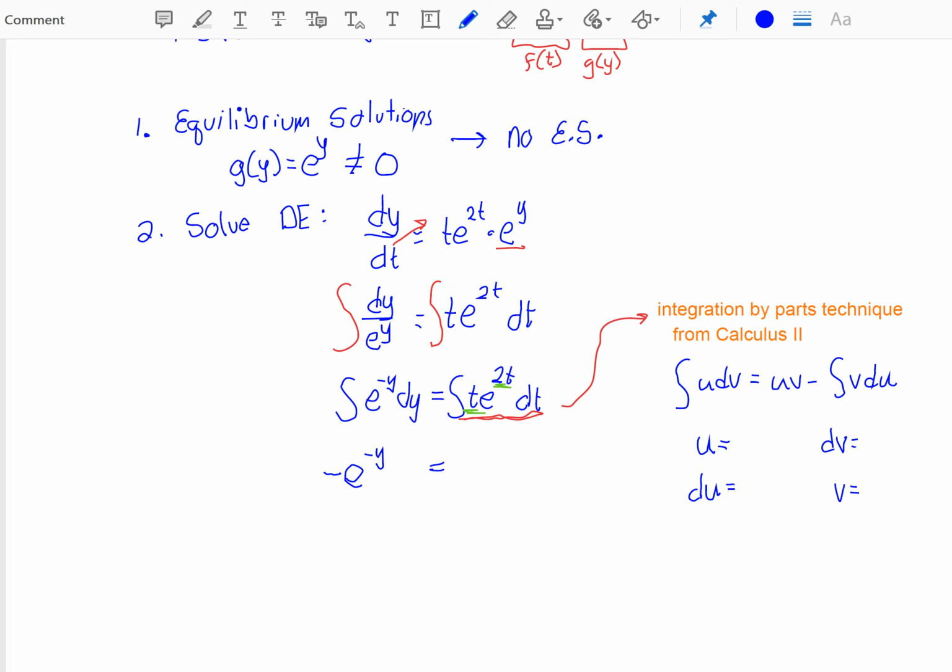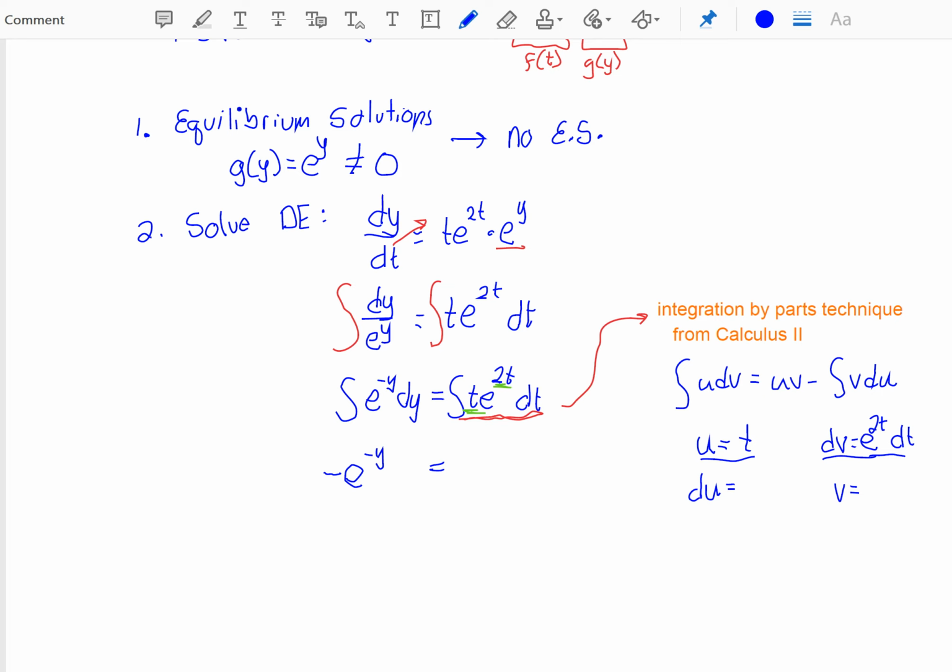Now it's a choice that we make. What do we want to let u be? What do we want to let dv be in our original integral? So here I'm going to say let's let u equal t and dv be e to the 2t dt. I'm including the differential here because a differential on the right has to equal a differential on the left.